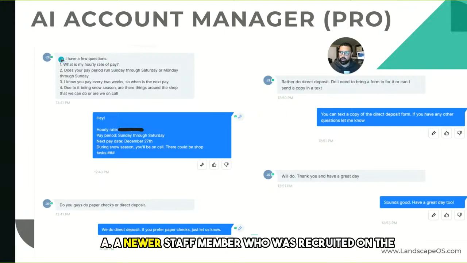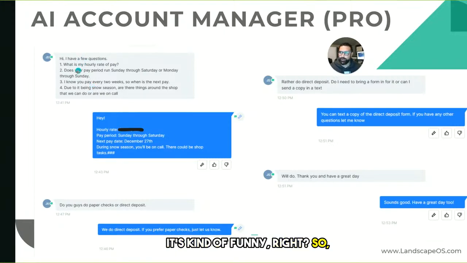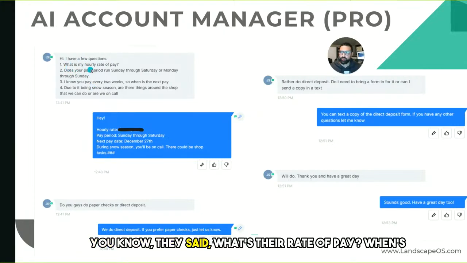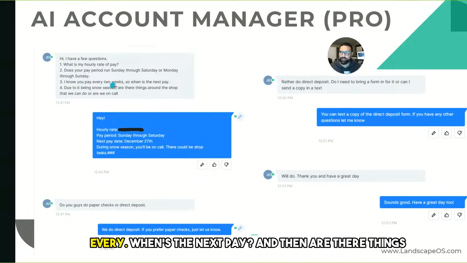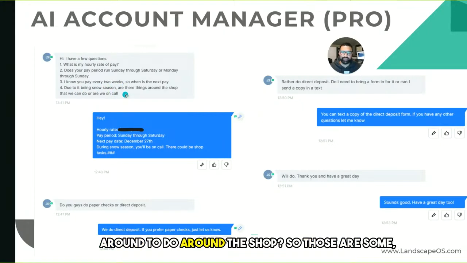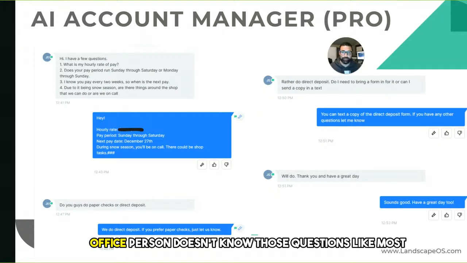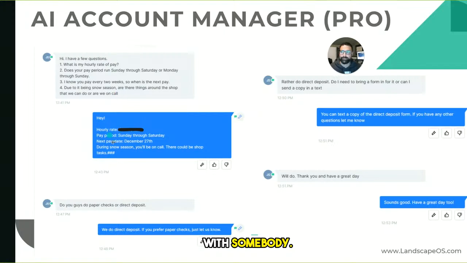A newer staff member who was recruited on the system, then sometimes they still talk to the system. It's kind of funny, right? So, they said, what's their rate of pay? When's pay? What's the pay period? When's the next pay? And then are there things to do around the shop? So those are some deep questions. Your probably office person doesn't know those questions. Most people, they'd be like, oh, I don't know, I got to check with somebody.